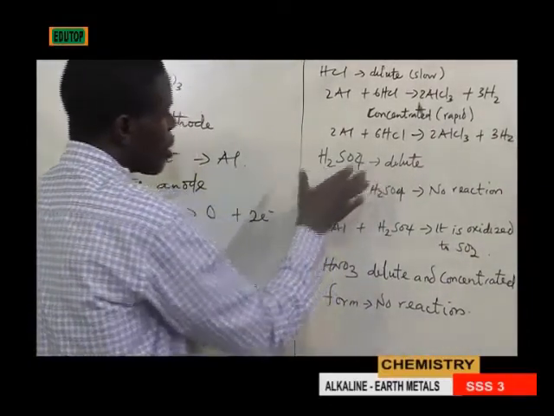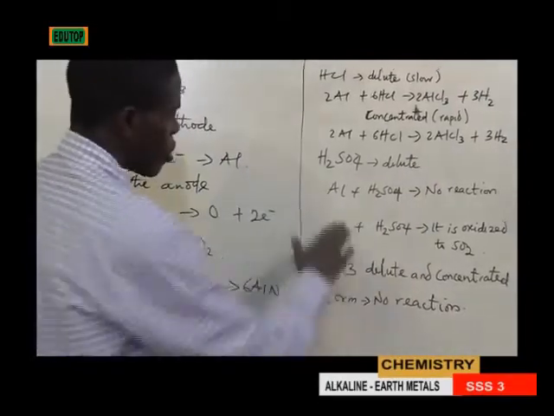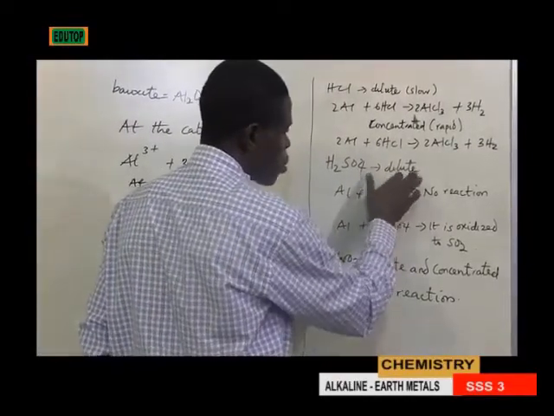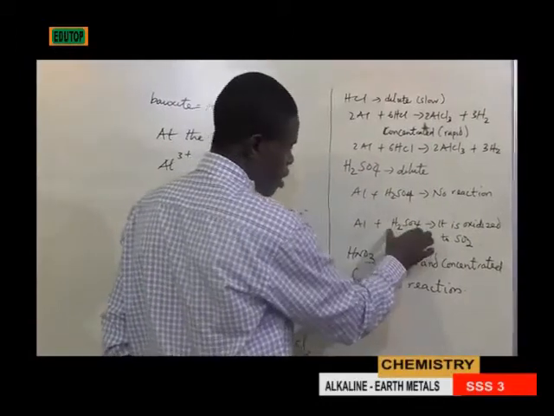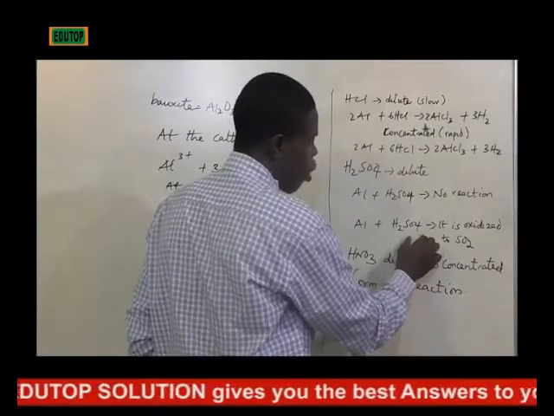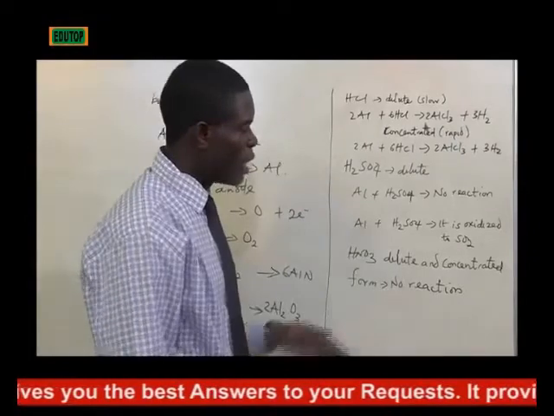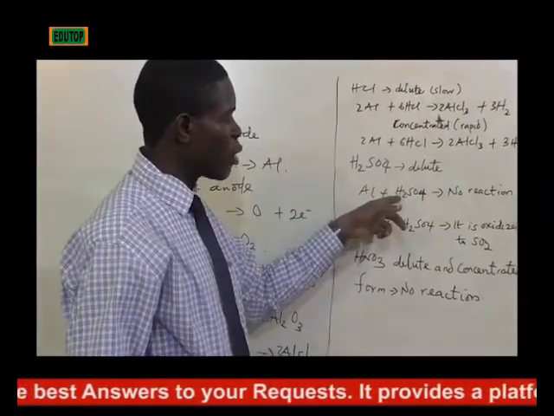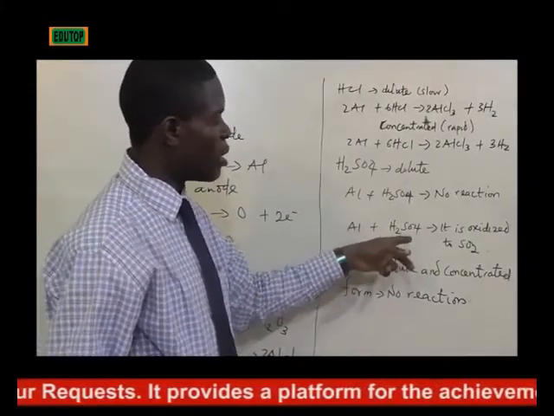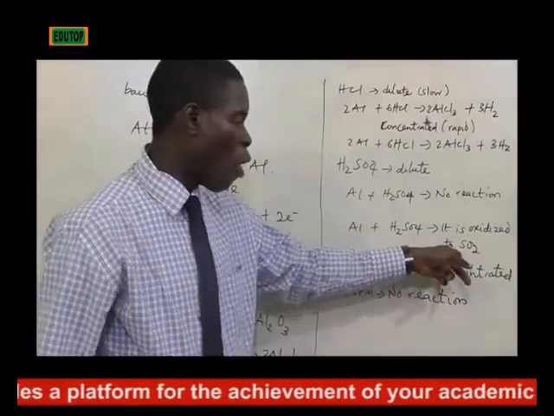Its reaction with tetraoxosulfate 6 acid: in the dilute form, there is no reaction. Aluminium does not react with H2SO4 in the dilute form. In the concentrated form of H2SO4, the H2SO4 is reduced to sulfur 4 oxide. So that means in the dilute form, H2SO4 does not react with aluminium, while in the concentrated form, the H2SO4 is being reduced to give sulfur 4 oxide.